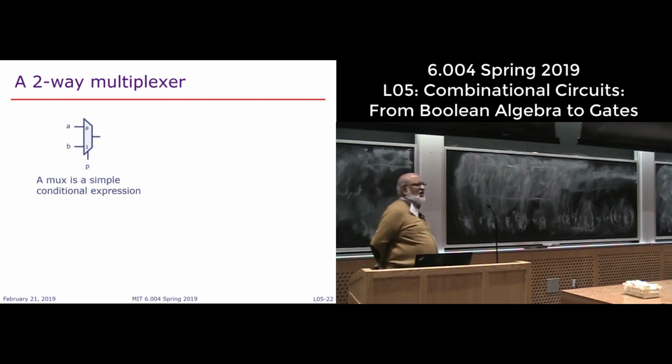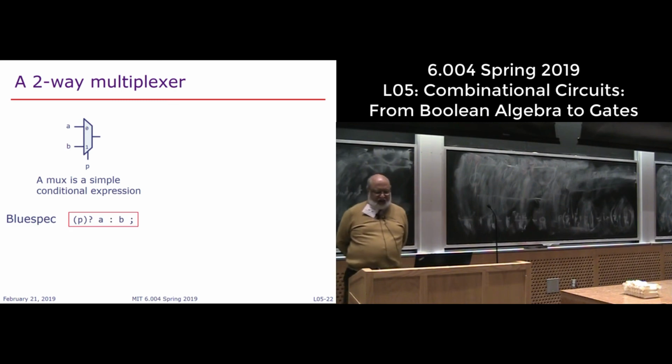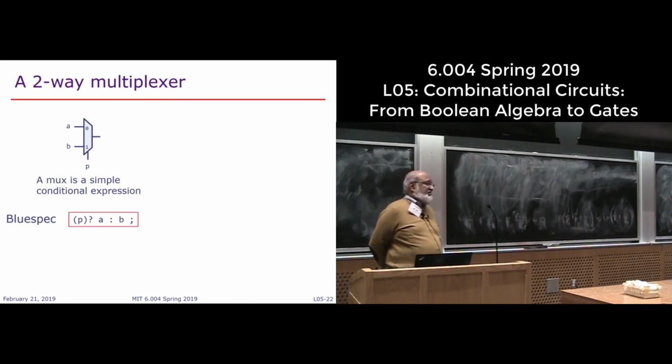Okay, so let's see how we'll build a 2-way MUX, right? So I have 2 values, A and B, and I want to select them based on some predicate P, some Boolean value P in this. In BlueSpec, you can write it just like this. You can just say it's an expression: if the value of P is true, then produce A, otherwise produce B.